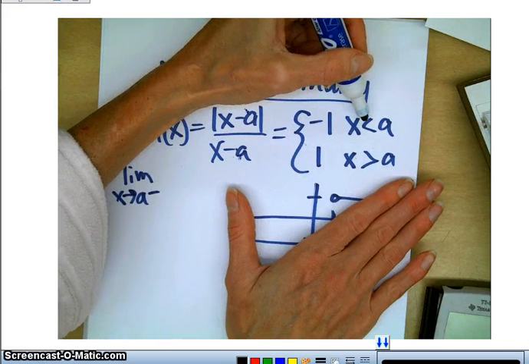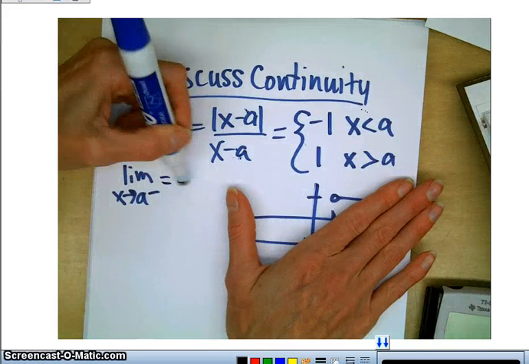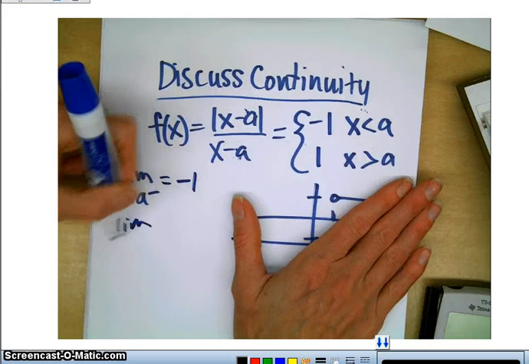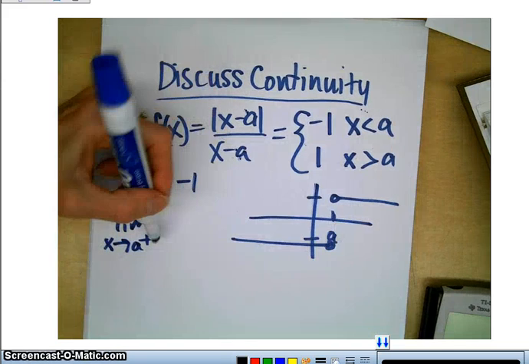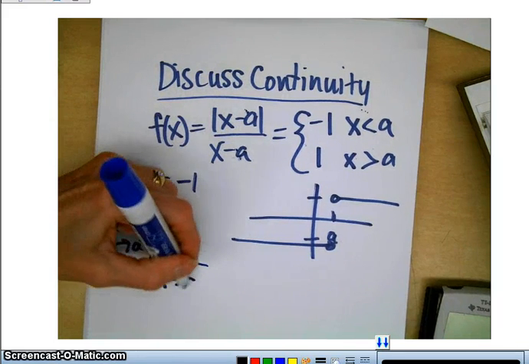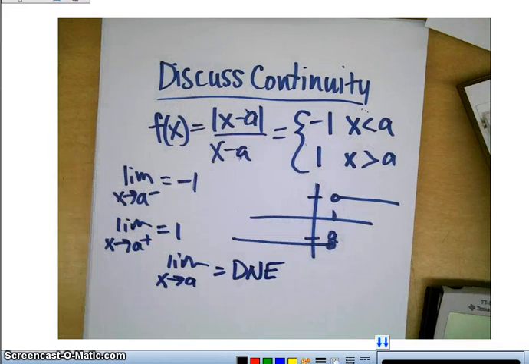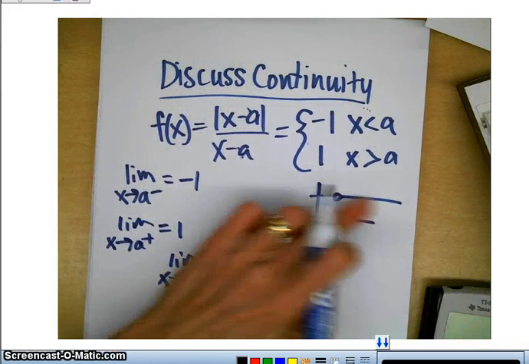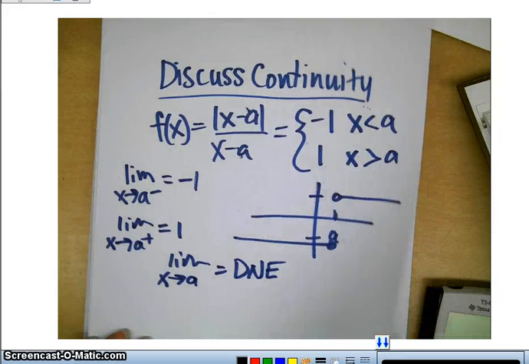Okay, so what would this limit be? -1. But what if I wanted the limit as x goes to a from the positive? What would it be? 1. And what would the limit as x goes to a be? Does not exist. Why not? Different limits from left and right. Okay, so that's one of the examples I went over.